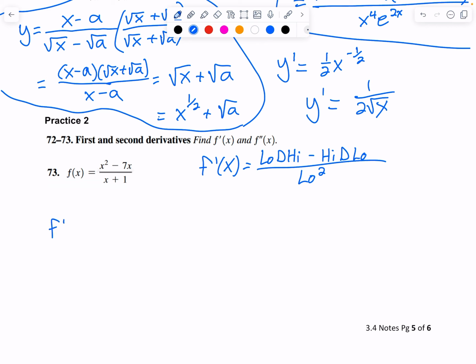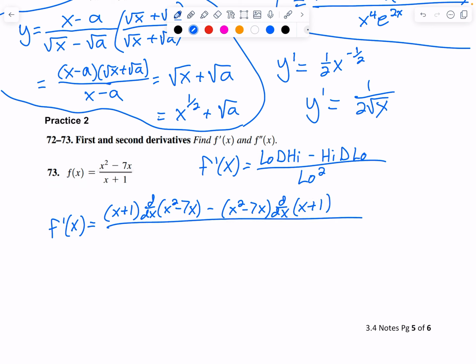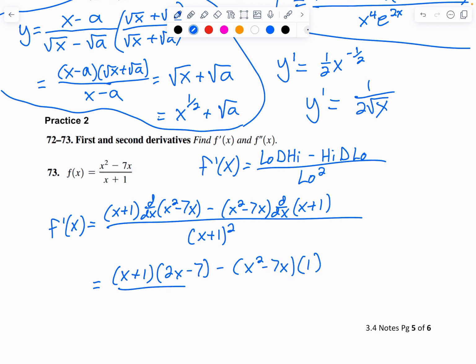Okay, so this f prime will follow that same formula. So low, x plus 1, and then d dx of the top, which is x squared minus 7x, minus high, which is x squared minus 7x, times d low, d dx of x plus 1. And that whole thing is going to be over x plus 1 squared. So I got x plus 1. The derivative of that inside is going to be 2x minus 7, minus, I got x squared minus 7x times the derivative of x plus 1, which is 1. And that's all over x plus 1 squared.